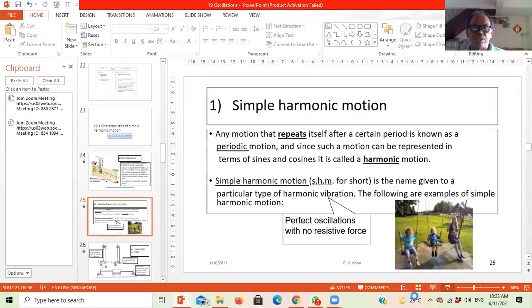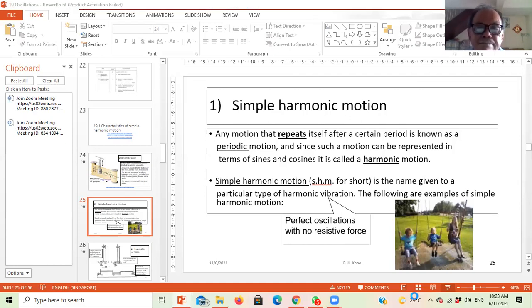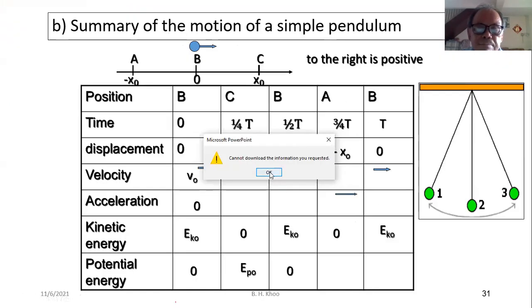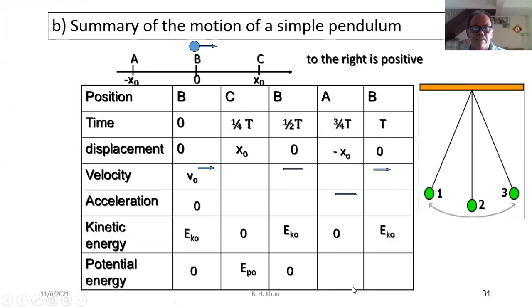Okay, so sorry, something has gone wrong. Okay, I'm on the wrong thing, that's the problem.